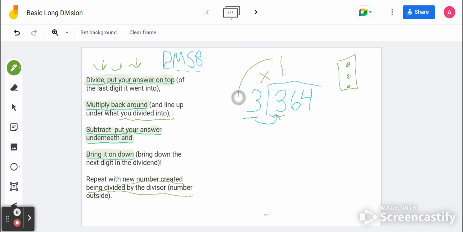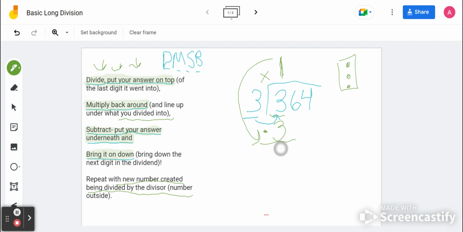Multiply back around. Okay? So 1 three is worth 3. Make sure we're lining it up properly. Make sure we put that 1 above the 3 because that's what it is going into, or what it is being divided into. How many 3s are in 3? 1. So we need to put it above the 3. 1 times 3 is 3. Now we subtract, put our answer underneath, and bring it on down.